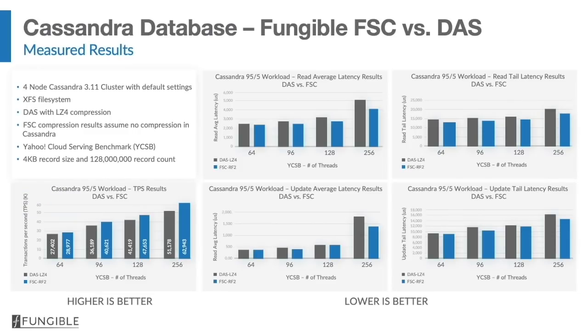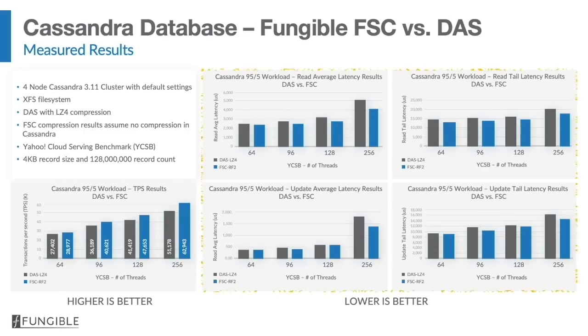Here, we show the performance of using the fungible storage cluster versus direct attached storage for a NoSQL database, specifically for Cassandra. These results assume a 95-5, that is 95% read, 5% write workload, and we are using the Yahoo Cloud Serving benchmark for these results. In the case of DAS, we assume that compression is enabled in Cassandra, and for fungible storage cluster, we enable compression on the fungible storage cluster itself using our DPU and turn off compression in Cassandra.